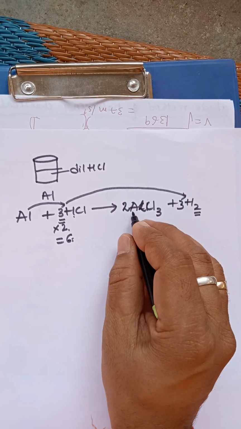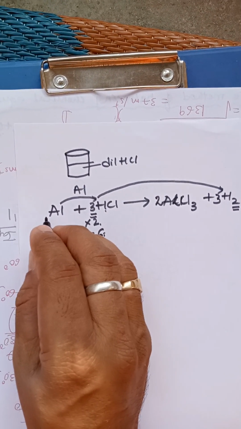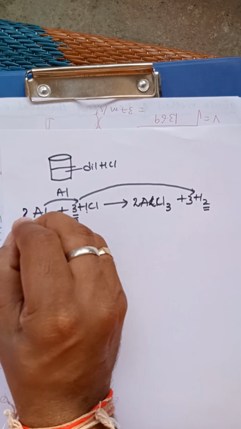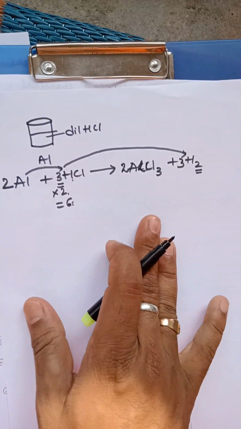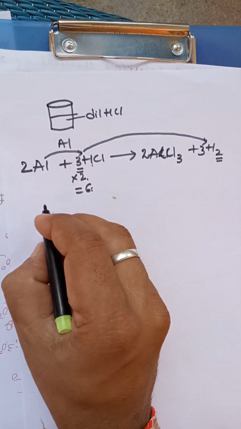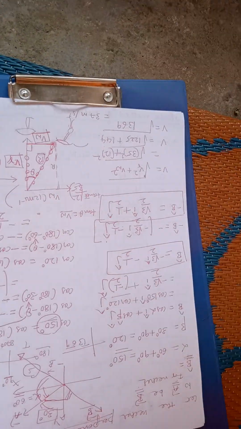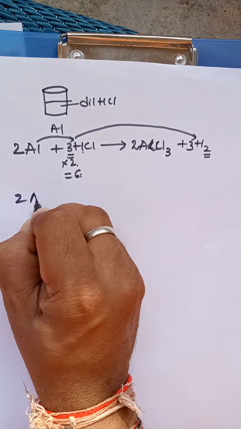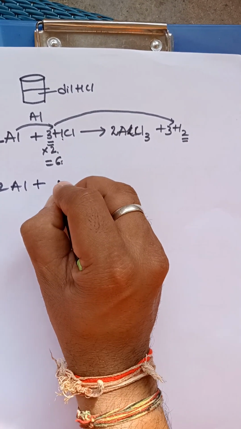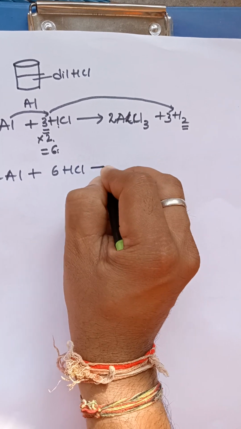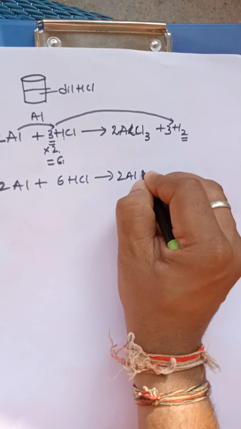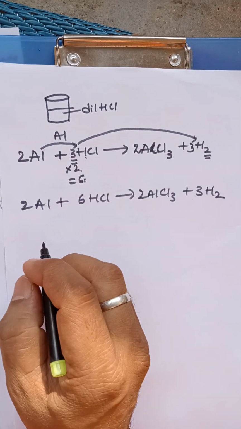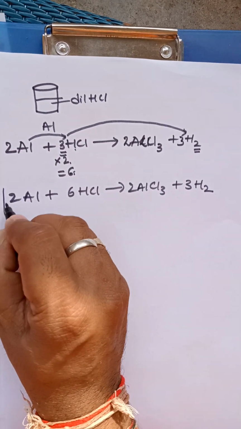But aluminium is imbalanced. Aluminium is 2 in number here, and here it is 1, so I'll write a 2 over here. So now what is the balanced chemical equation? The balanced chemical equation will be 2Al plus 6HCl gives 2AlCl3 plus 3H2. This is the balanced chemical equation.